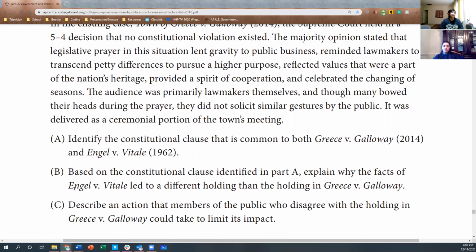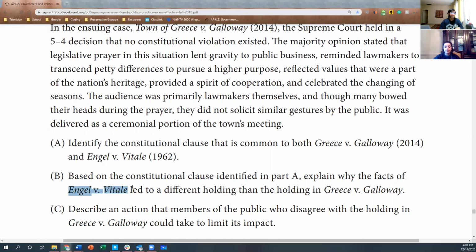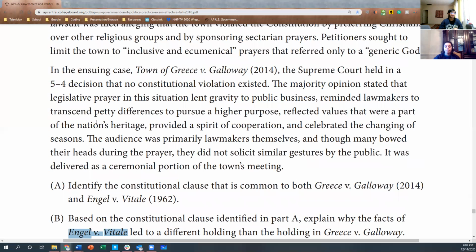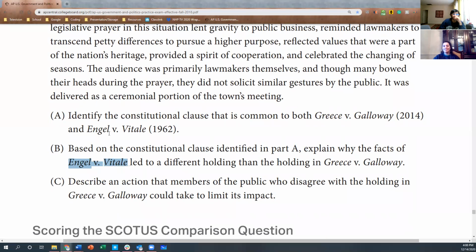I guess in Engel v. Vitale, that was kind of central to the socialization of the youth. I guess that's how I would justify that, because you're dealing with children and you're introducing it to them early on. It's more clearly establishment clause, whereas here, the focus is on town business, and it's trying to limit its regulation, I guess. I don't know how I would justify this. Yeah, this is a hard one.